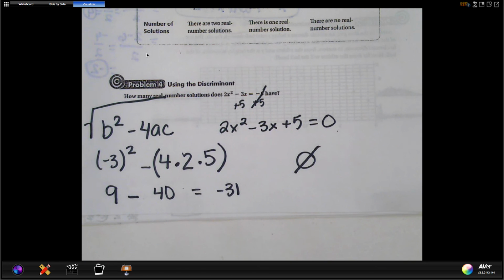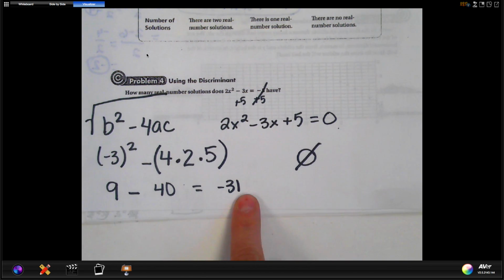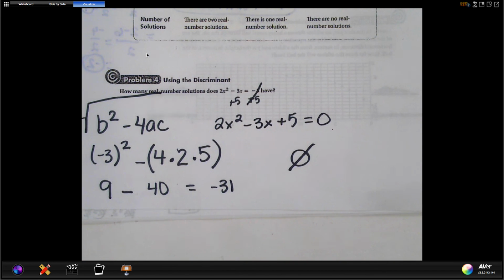It's not going to hit the x-axis. If this came out to be 0, there'd be 1 solution. If it came out to be a positive number, 2 solutions. Okay, that's the gist of the lesson for the video for today.